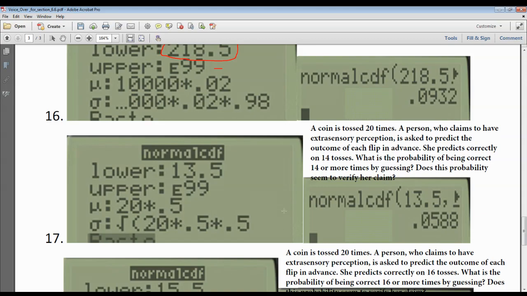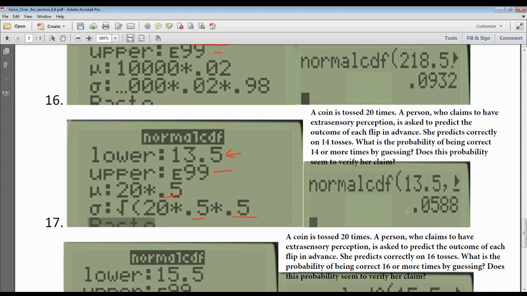So we're getting larger. We're going all the way to positive infinity. 14 or more includes 14, so I got to start to the left of 14, which is 13.5. Now we're flipping a coin. Well, heads or tails, it's the same as having a boy or girl. It's 0.5. You don't have to tell me what the probability was. P is 0.5. If P is 0.5, guess what? Q is 0.5. Now the probability here comes out to be 0.0588.